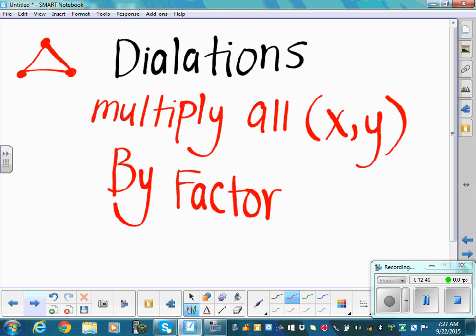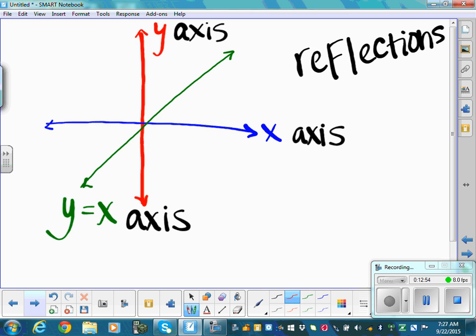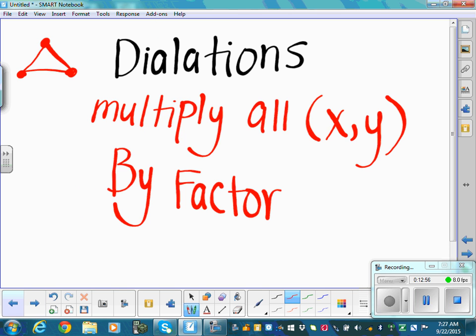So like coefficient and stuff, are we going to have that? Yes, you'll definitely have paper for that. Okay, so any questions on dilations and how they work? You'll just take all your xy points and multiply them and replot the points, right?